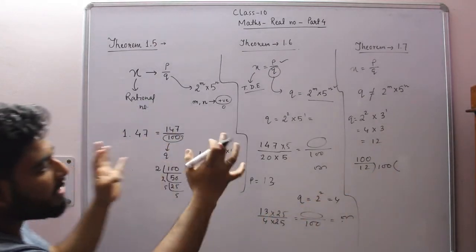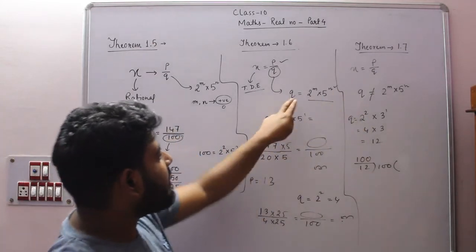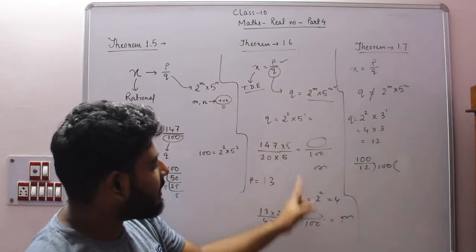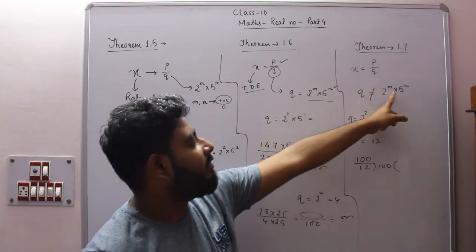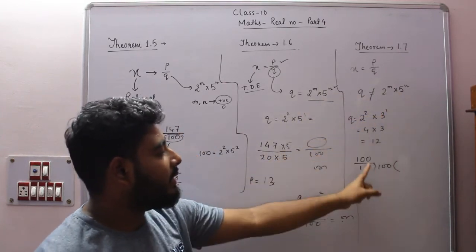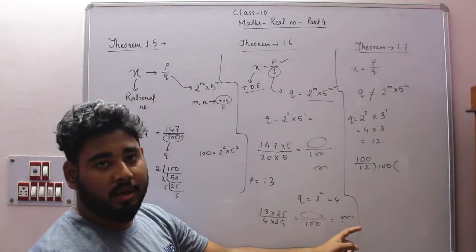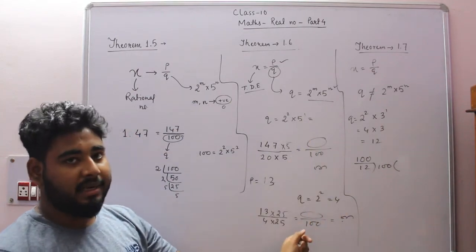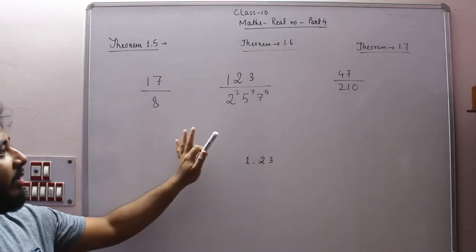Okay? To sum up the whole thing, did you understand this part? If q is in the form 2 power m into 5 power n, then the decimal expansion will be terminating. And if q is not in the form of 2 power m into 5 power n, then the decimal expansion will keep on repeating. We will not get a terminating decimal number. Okay? Let us take 3 examples to understand the previous theorems.